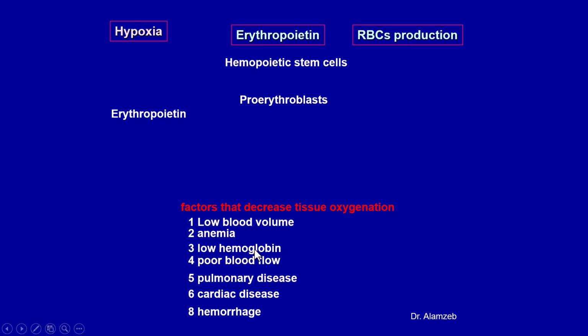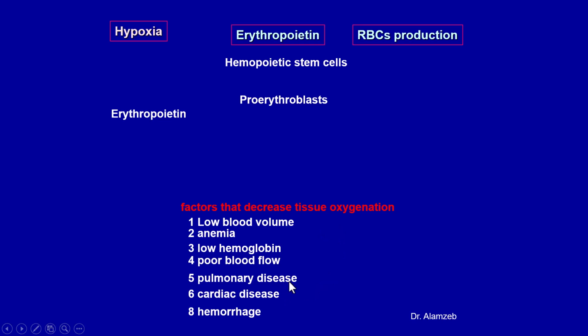In anemia, we have low hemoglobin or low red blood cells. And poor blood flow can occur due to stagnation of blood or due to cardiac diseases, congestive cardiac disease, failure of the left side or failure of the right side, or valvular disease which cause decreased flow of blood or increased viscosity of the blood. These are the conditions in which blood flow becomes decreased and low tissue oxygenation occurs.